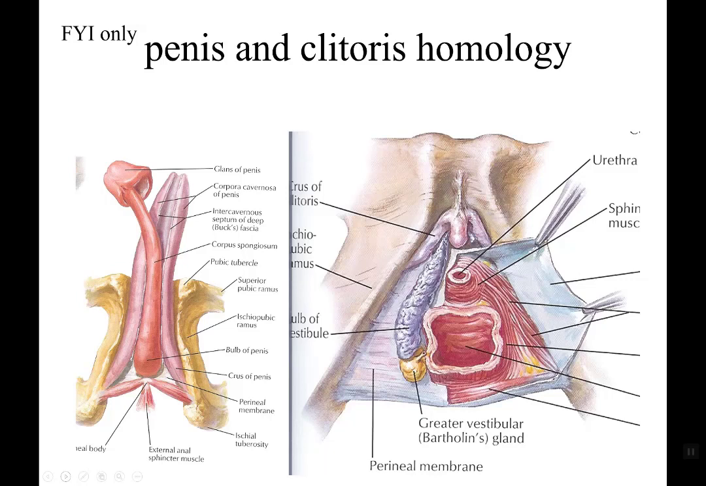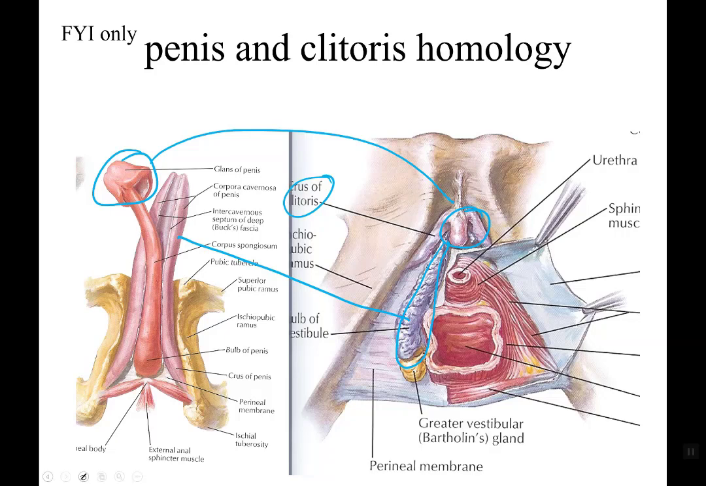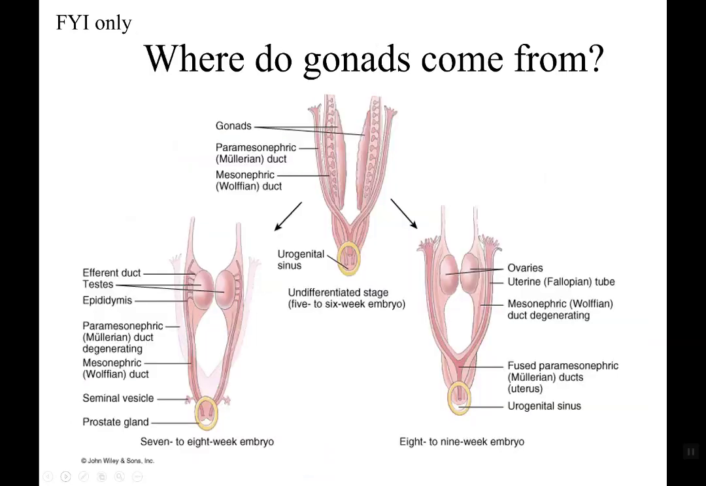So this is a dissection. And these are two plates from the Netter's Atlas, showing you the glans penis over here and the glans clitoris over here. And then the vestibular bulbs are homologous to the corpora cavernosa, the glans, and to some extent the crus of the clitoris is homologous to the glans penis. Okay, so that was external genitalia structures.